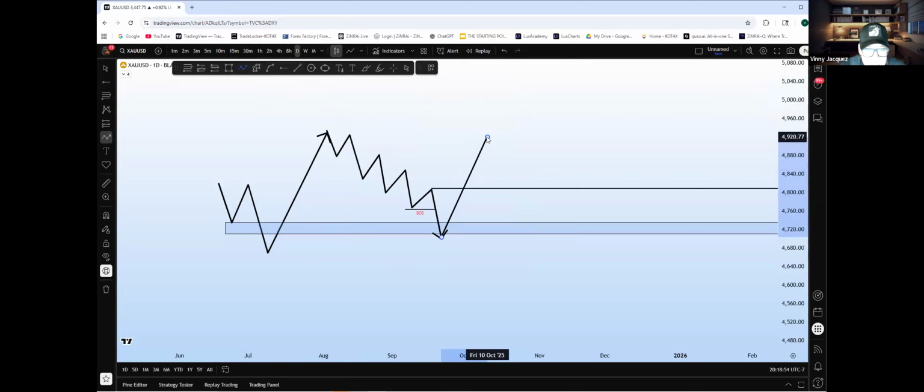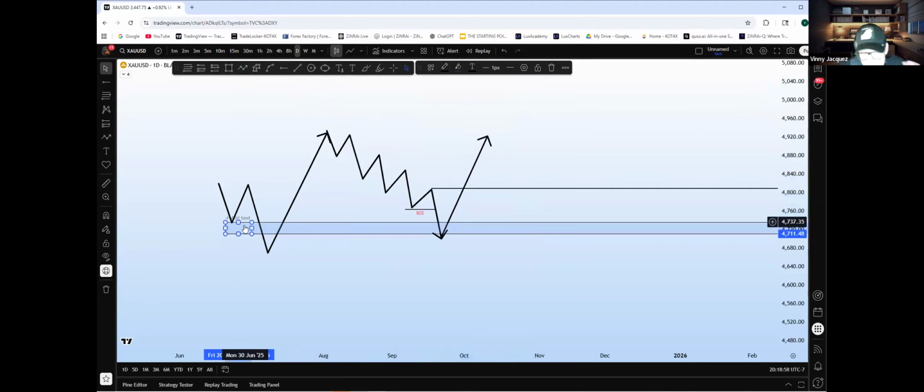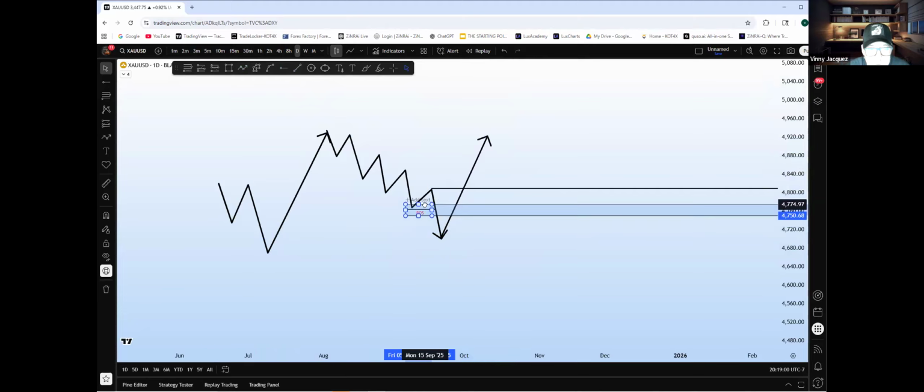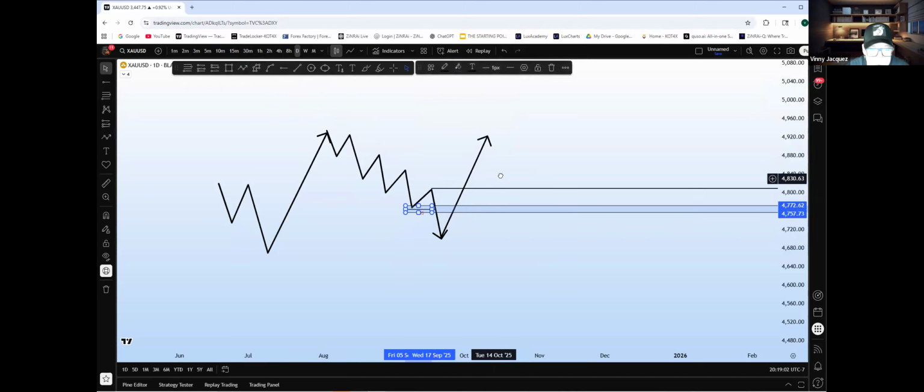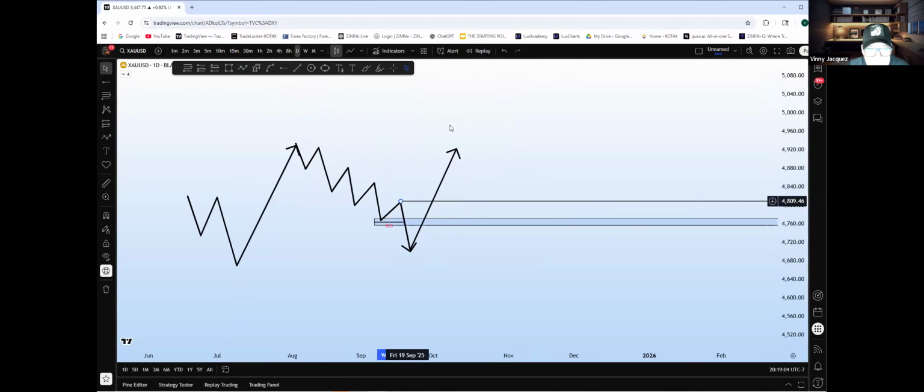Market changes direction. Awesome. This zone was used. We're no longer looking to use that zone anymore. We now adjust and continue to move. So now this is my next head and shoulder.